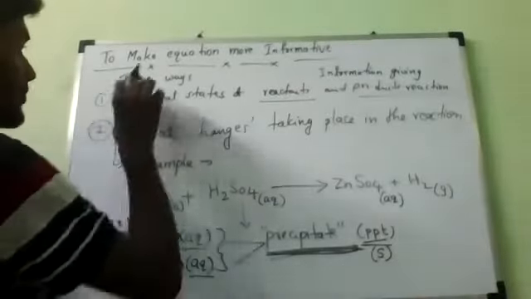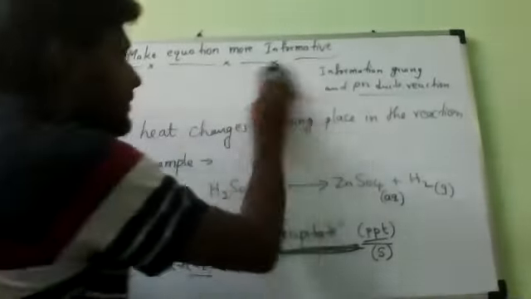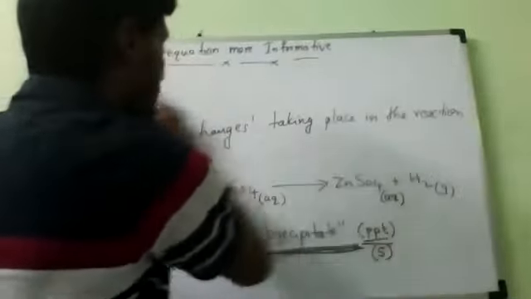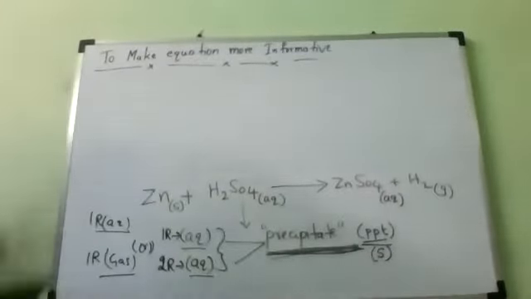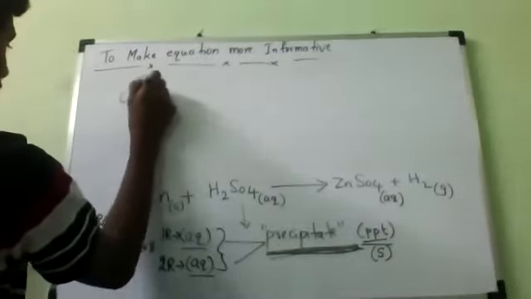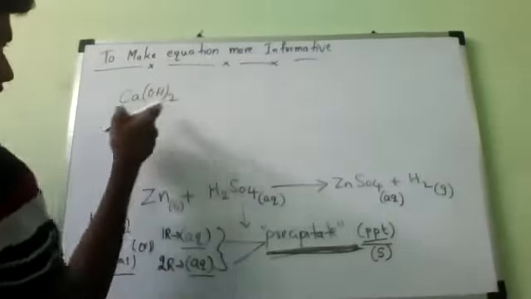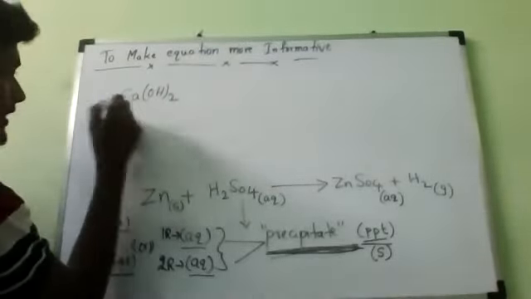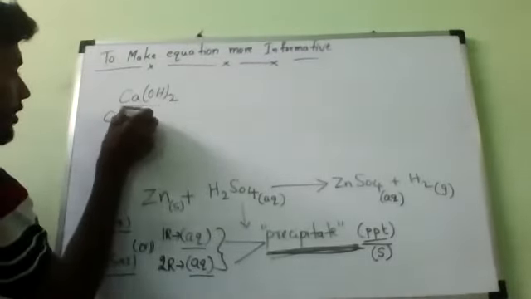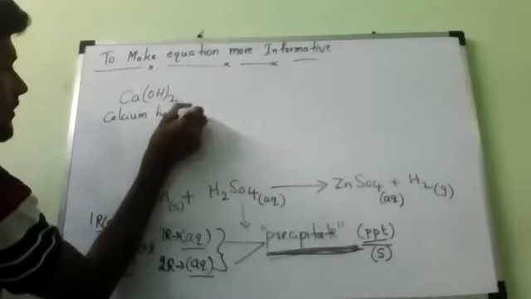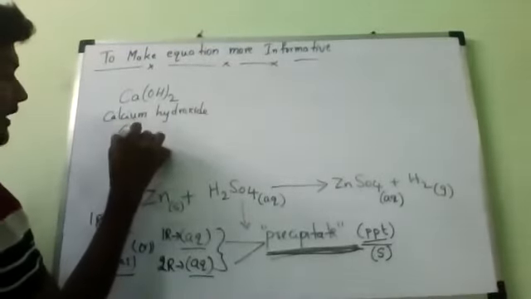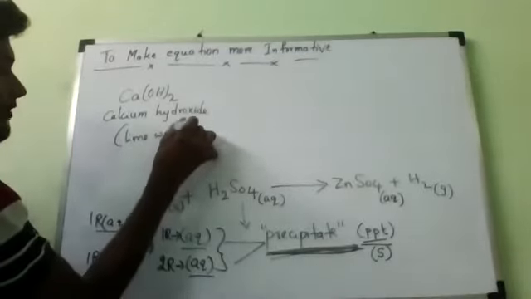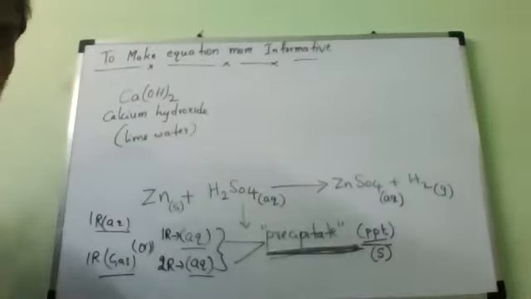Now observe, let us see an example for this one. In this example, calcium hydroxide. What is the formula of calcium hydroxide? Ca(OH)2. Understand? This is called calcium hydroxide, Ca(OH)2. Note it down. This is also called lime water. All of you remember, lime water is also known as calcium hydroxide.